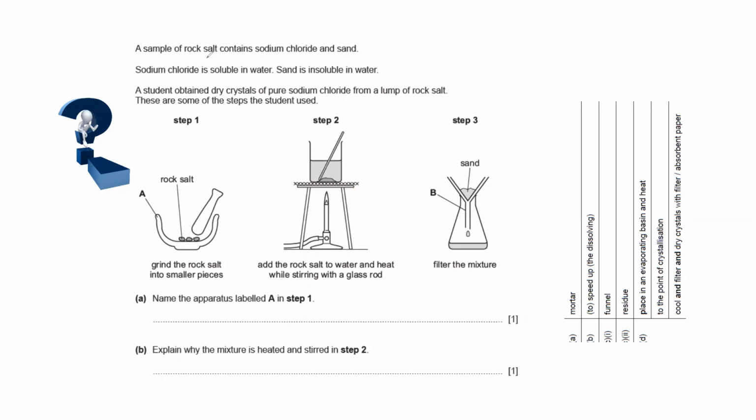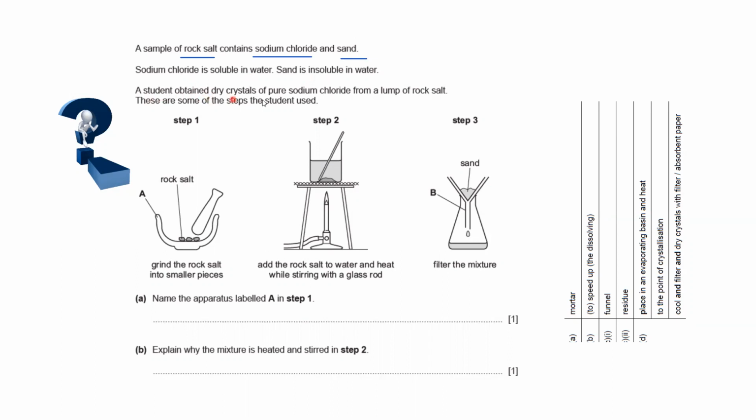Example: you have a sample of rock salt that contains sodium chloride and sand. So in the rock salt, there is sodium chloride and sand. Sodium chloride is soluble. They give you the idea that sodium chloride dissolves and sand does not dissolve in water.